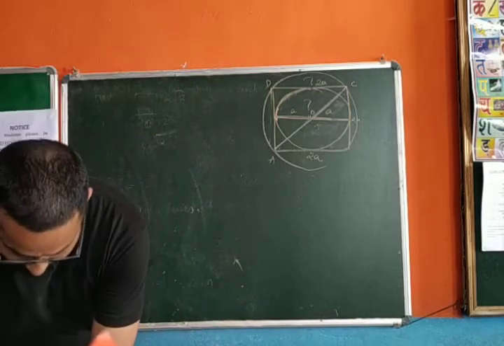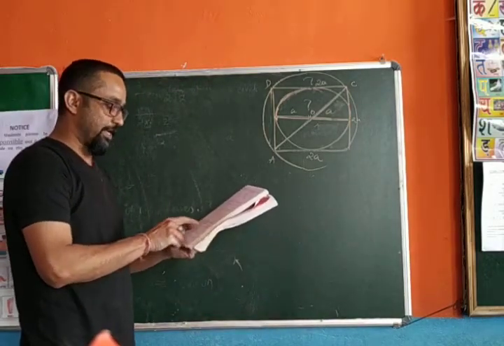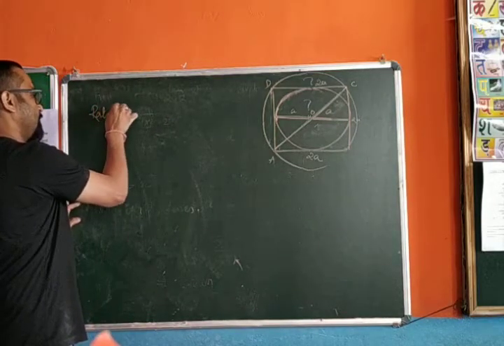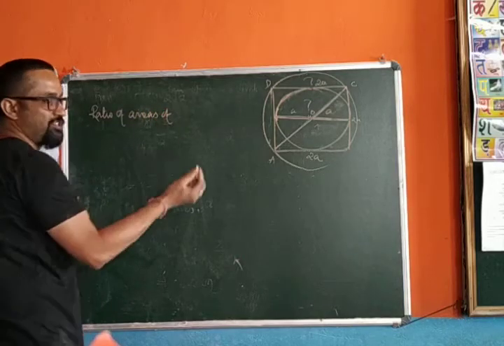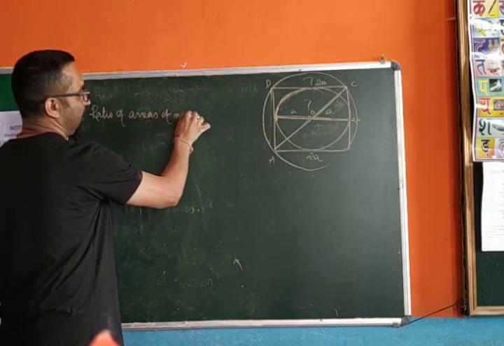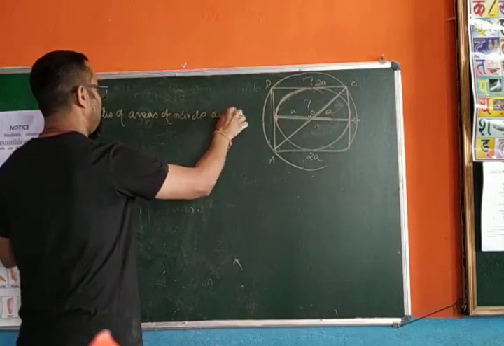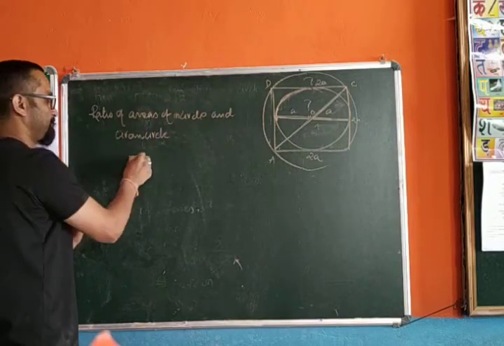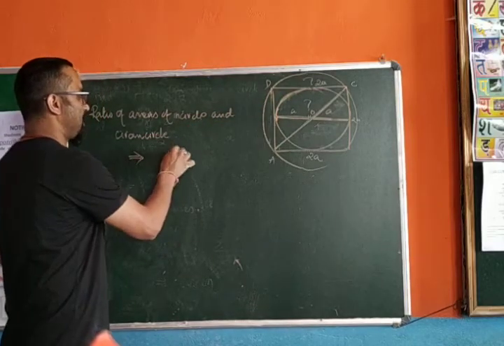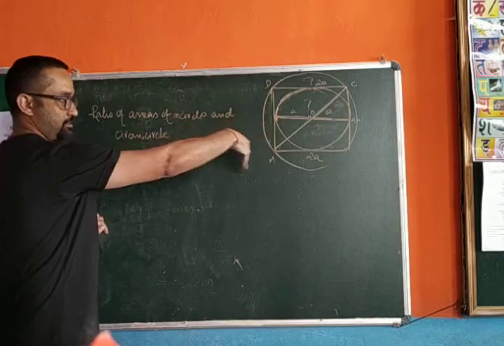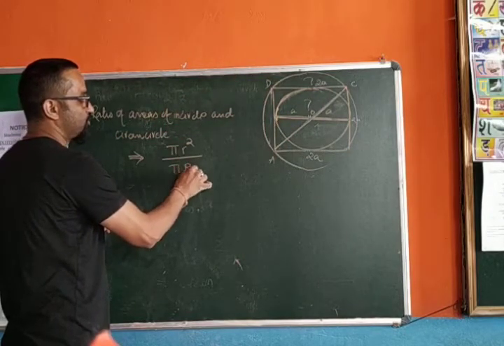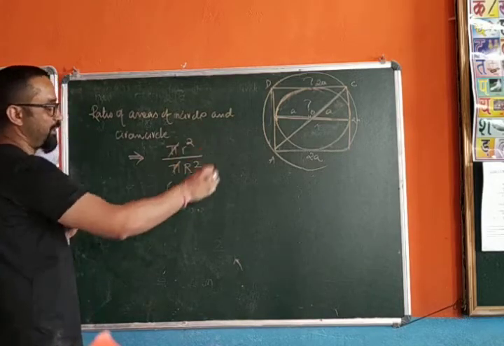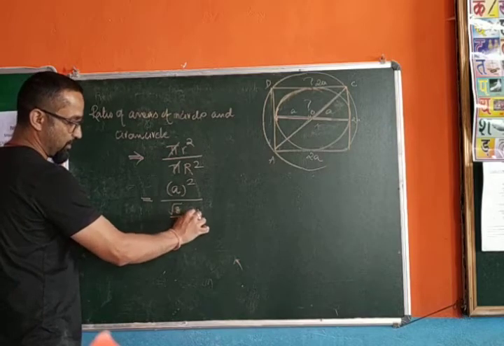Next part, the question says area of incircle and circumcircle of the square. So the ratio of areas of incircle and circumcircle. Incircle means which is inside, and circumcircle means which is outside. Incircle, small one, so it is pi small r square. Circumcircle means big one, it is pi capital R square. Pi cancels. Substitute radius A square. Radius of the bigger one is root 8 divided by 2A whole square.